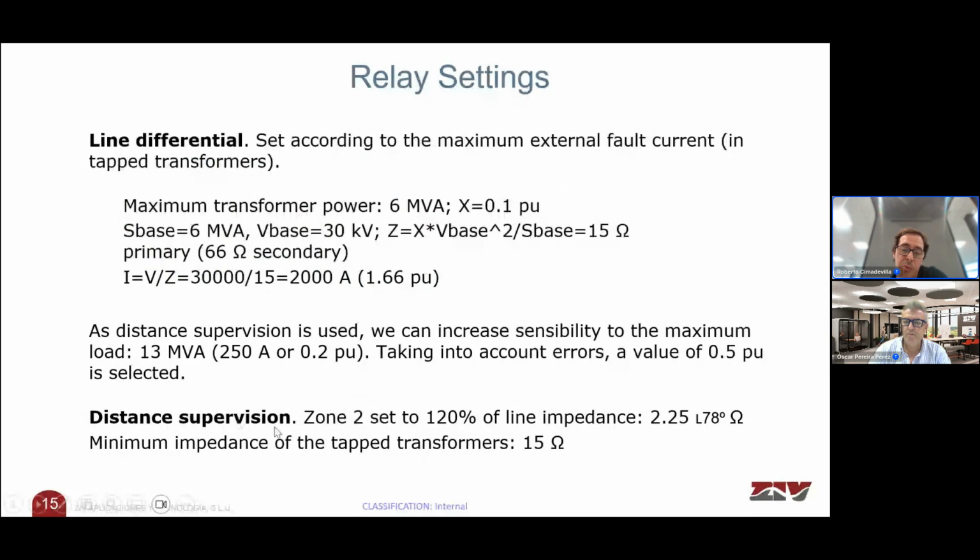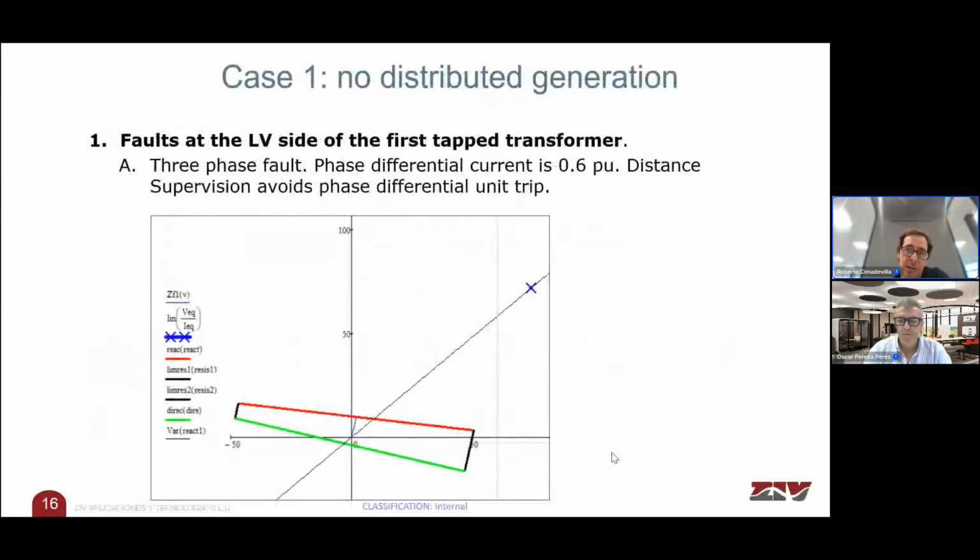For distance supervision, we use a zone 2 set to 120% of the line impedance, which will be 2.25 ohms, against the minimum impedance of the tap transformers, which is 15 ohms. So we will see each of the cases now.